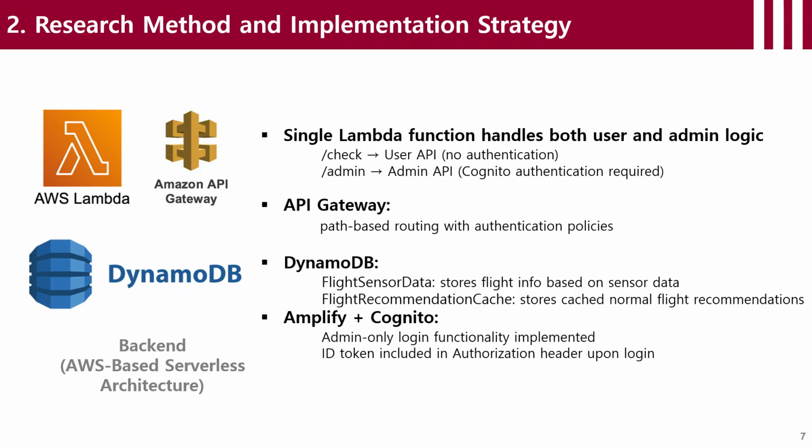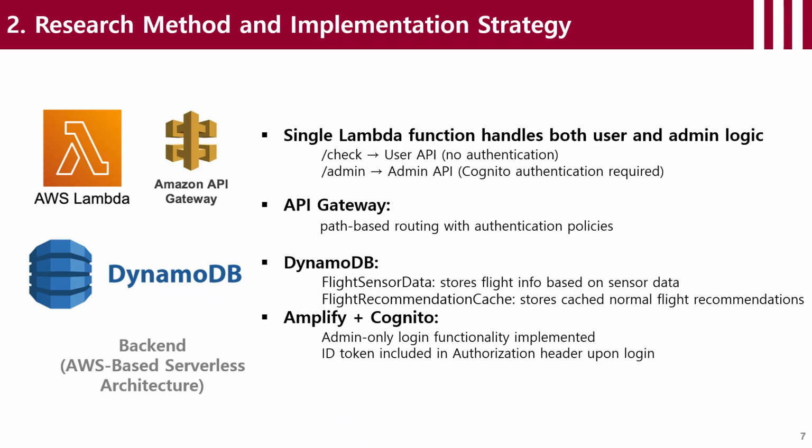We use a single Lambda function to handle two API paths. The first one is check, for user requests with no authentication. The other one is admin, for administrator requests with Cognito authentication. We store sensor data in DynamoDB tables. Flight sensor data for all aircraft info, and flight recommendation cache for caching alternative flights.